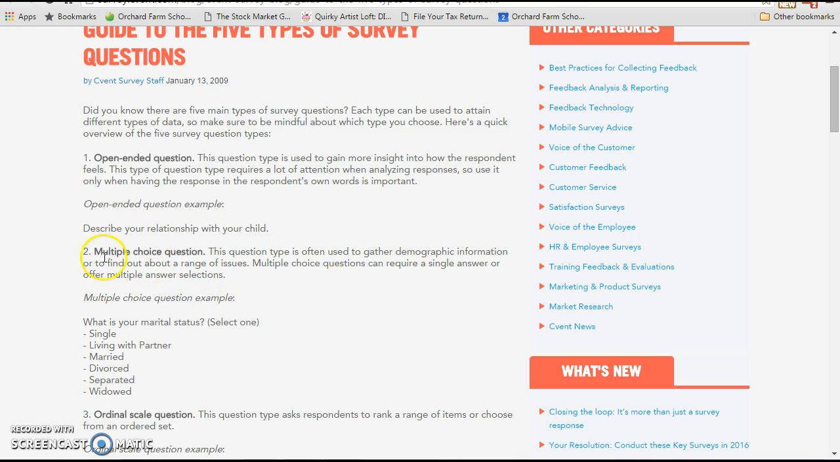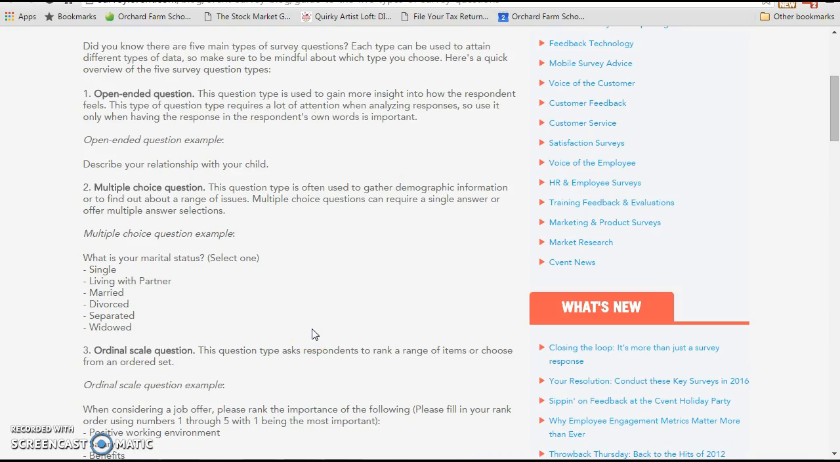The second one, you'll probably use a considerable number of these, multiple choice question. Now, there are 2 kinds of multiple choice question. There's the kind of multiple choice where the people can only pick one, or there's a kind where you say choose all that apply, right? So, in this case, what is your marital status? Obviously, the person is only one of those things, so they would just choose one.